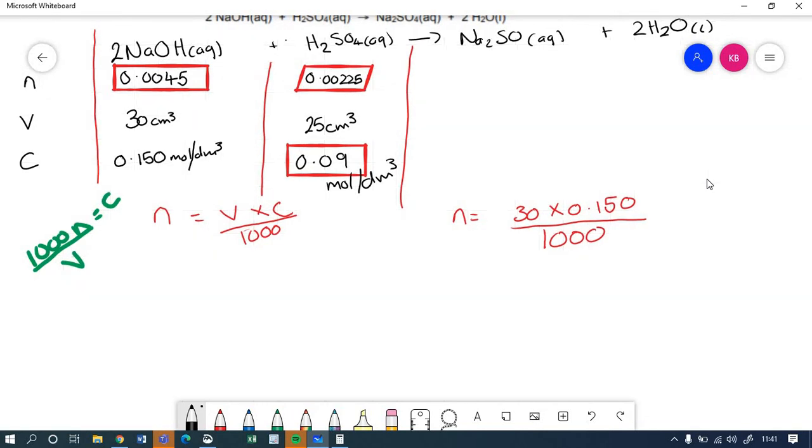Right. Now this is the bit you have to bear with me on. Let's use a third colour. Number of moles equals volume times conc divided by 1000. But we've also done another equation where moles is equal to mass divided by Mr, where Mr is the relative atomic mass.